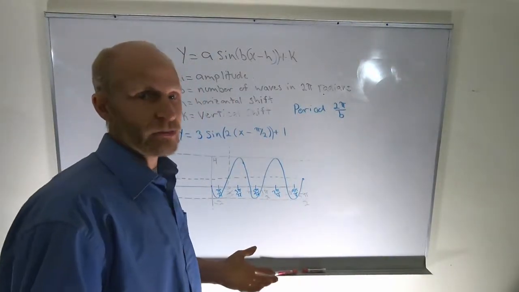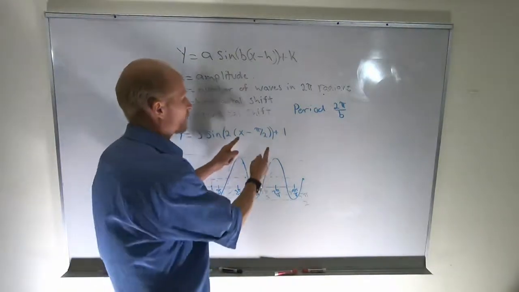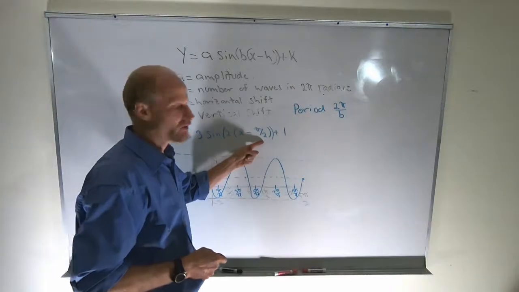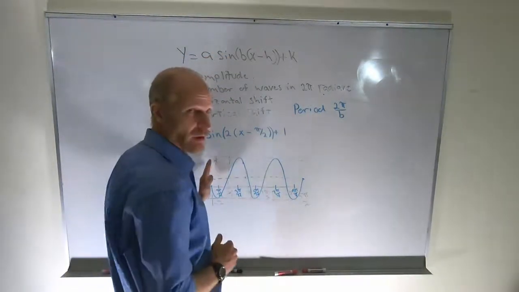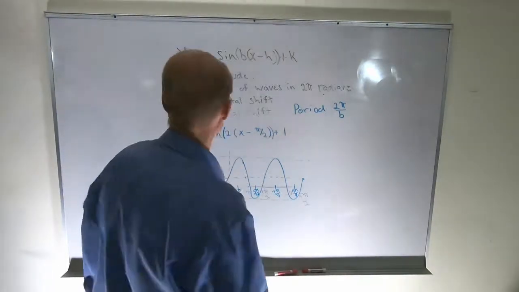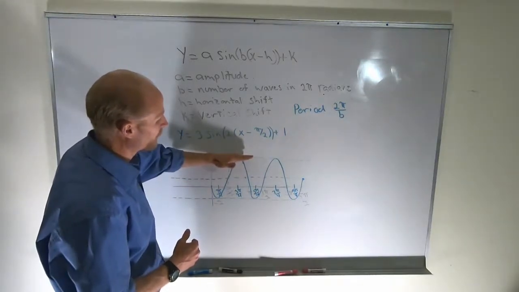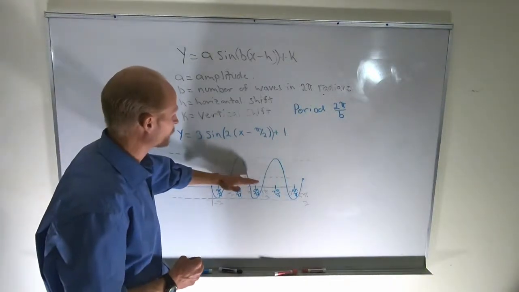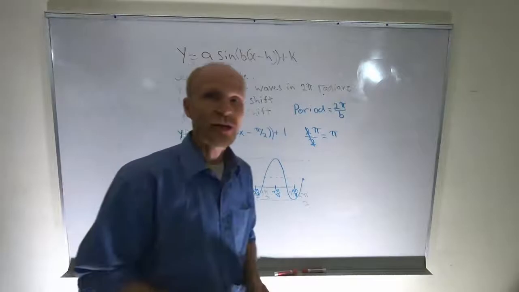Just a quick review of what we just did. This equation was shifted pi-halves forward, always the opposite of what you see in the parentheses, and 1 unit upward. So what would have been our origin shifted pi-halves forward and 1 unit upward. Our amplitude was 3, meaning that it goes 3 units up off the x-axis, or what would be the x-axis, and 3 units down below. I'll call it the center line, that's better.